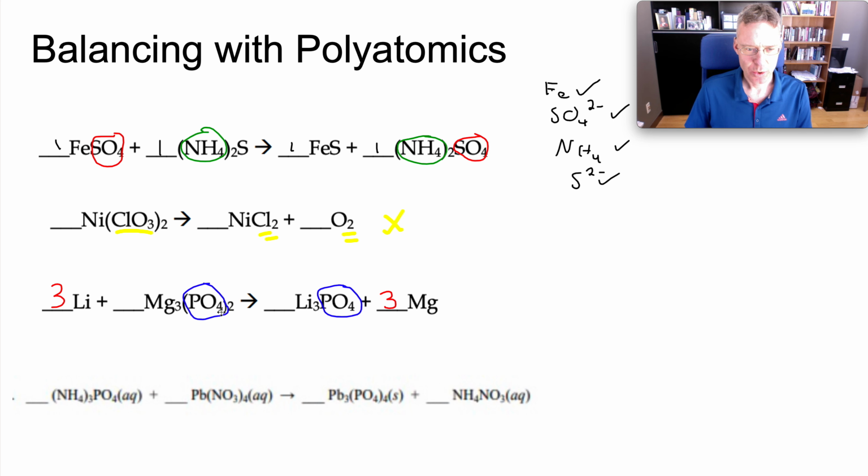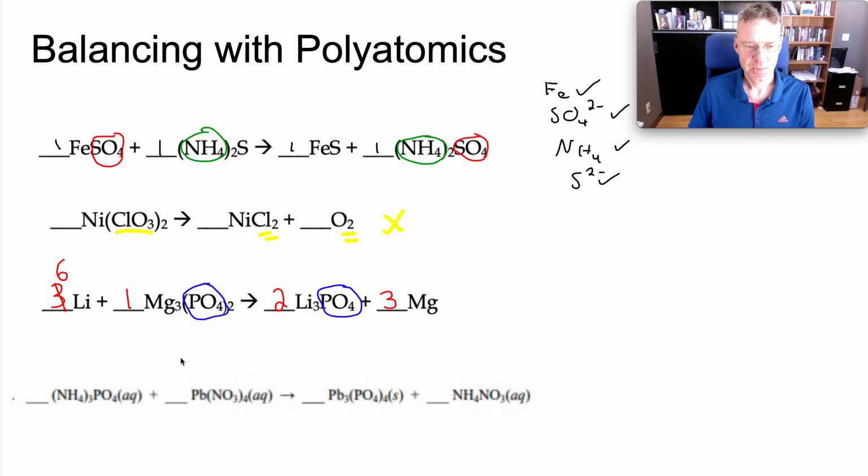Phosphate, 2 blue circles, 1 blue circle, so I'm going to have to put a 2 in front, so I have 2 blue circles. Now that did alter my lithium. I'm now 2 times 3, which is 6, so I have to update this number. It is now 6. So the correct coefficients are 6, 1, 2, and 3.